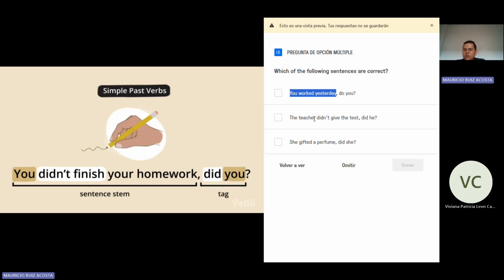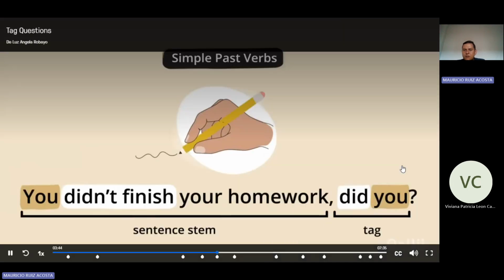The second one, "The teacher didn't give the test, did he?" This is correct because this is the negative sentence and this is the tag question. And the last one, "She gives a perfume, did she?" This is incorrect because you must put the tag question in the negative way. Okay, then the second one is correct.